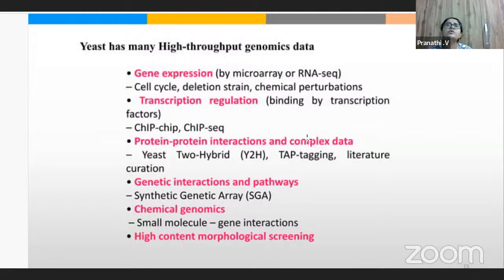And at the same time, you can do a lot of basic tests for that matter. And when it comes to genetic interactions and pathways, you can use the synthetic genetic array. And when it comes to chemical genomics, you can look at basic small molecule gene interactions: insert or delete a sequence and find out whether it is affecting the product, the protein sequence, or the outcome. And then according to that, you can screen.